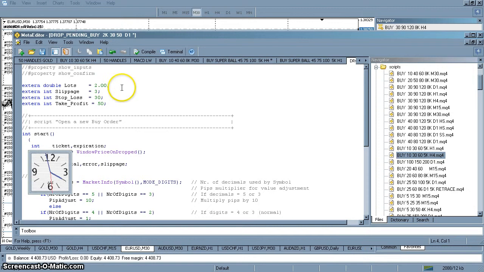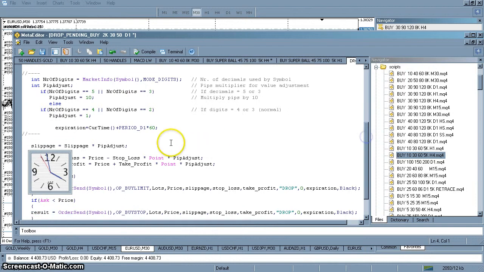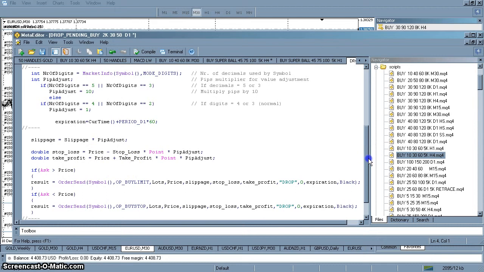So for instance, this one would buy 2 standard lots. This is just a 1 ticket pending, and it's going to put the stop loss here at 30 pips and take profit at 50. The nice thing about this single drop order script is that it doesn't care if you're on a 4 or 5 digit broker. It's going to auto adjust for you. So you're going to get this where it says pip adjust, and it's going to do the adjustment. Another nice thing about it is if you put it above current price, it's going to turn into a buy stop, and if you put it below current price, it's going to become a buy limit.